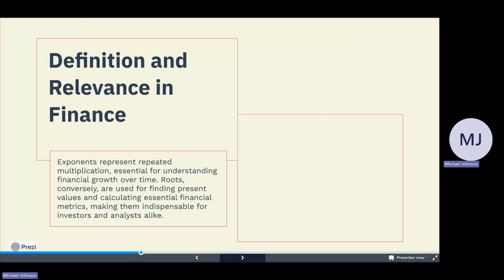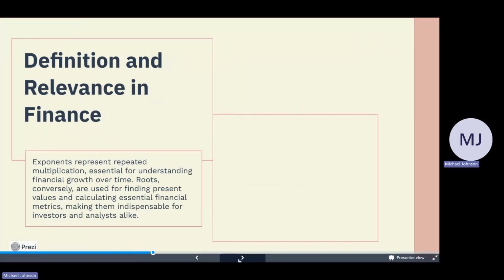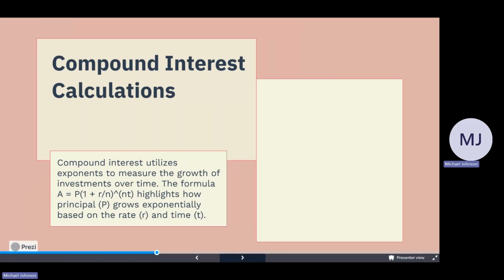Exponents represent repeated multiplication, essential for understanding financial growth over time. Roots, conversely, are used for finding present values and calculating essential financial metrics, making them indispensable for investors and analysts alike.